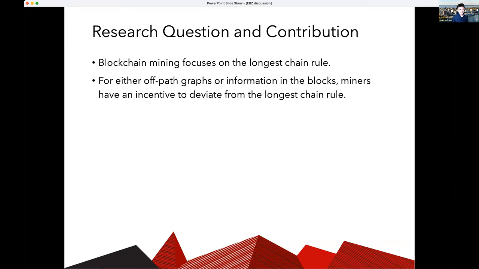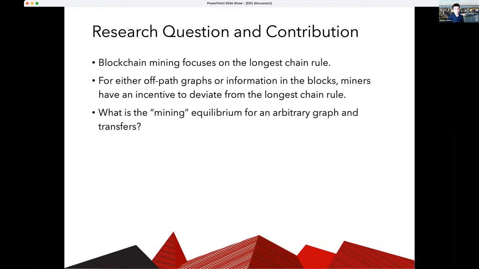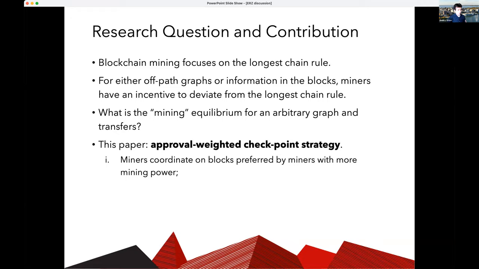And so what is the mining equilibrium beyond the longest chain? Meaning the longest chain can very much be an on-path behavior, but how is this sustained by the off-path strategies of this dispersed community of miners? This paper presents an approval-weighted checkpoint strategy. It contains two pieces: one is approval weights, and the second is the checkpoints. In essence, miners coordinate on blocks preferred by miners with greater hash rates.